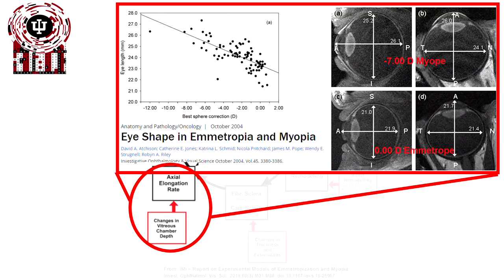Ultimately, though, this results in the eye growing in axial length, which is highly correlated with refractive development. Here we have examples of MRIs showing different eye lengths within the eye itself. At the top, we have a 7 diopter myope, and at the bottom, we have an emmetrope. And the eye size is the ultimate difference between the two that determines their refractive error.